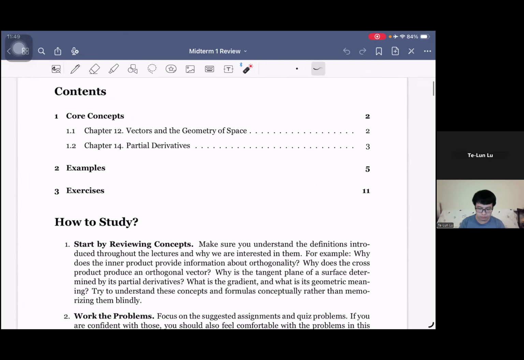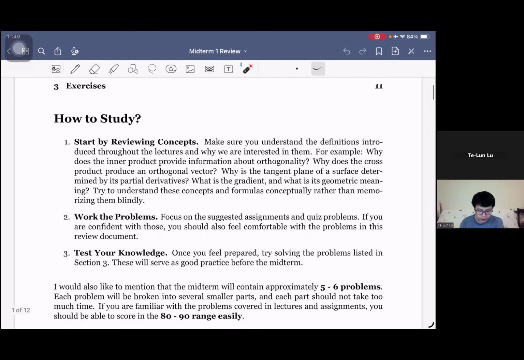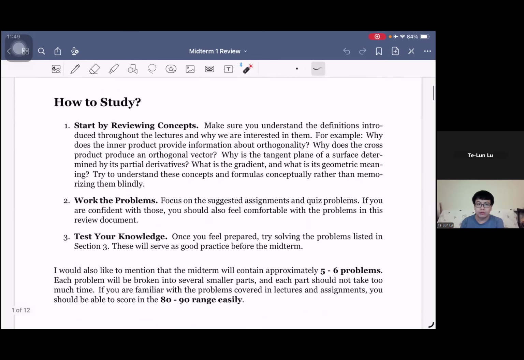So I'll break that lecture into two parts. The first part will be to review, basically going through quickly on each of the core concepts in each section. And then we'll do some examples, which I think will better reflect what I'm going to do on the midterms, okay? All right.